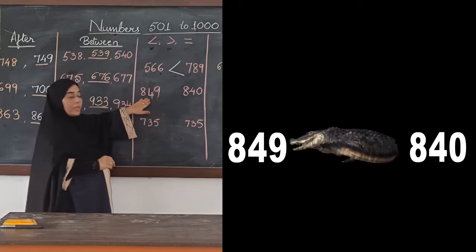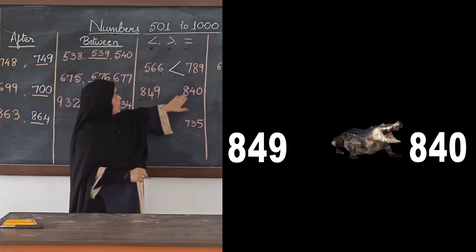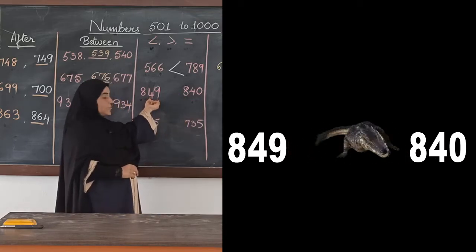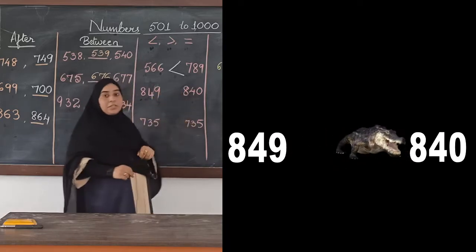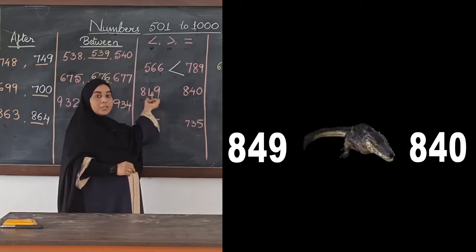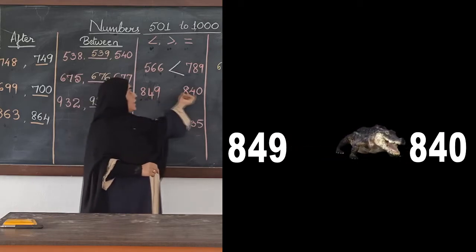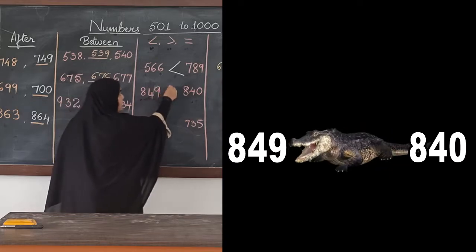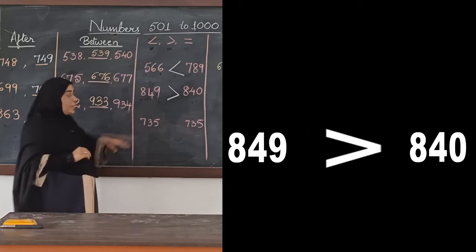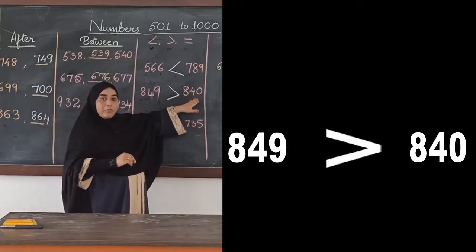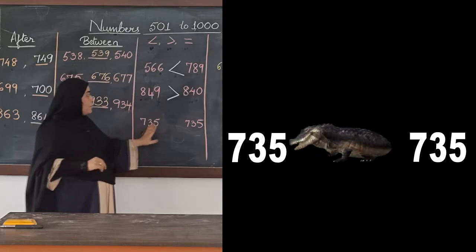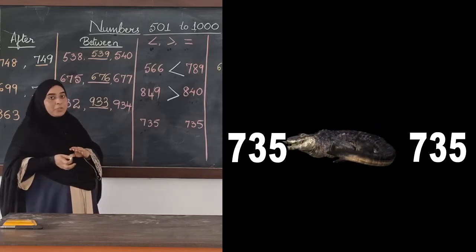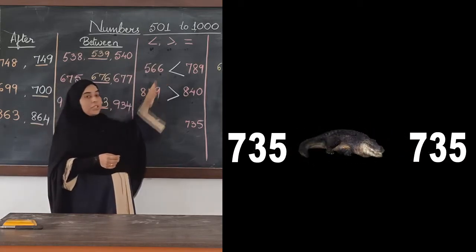Okay, the next one we have 849 and here we have 840. 800 is the same. But what about the next? 49 and 40. So which number will be greater? 49. So 849 is greater than 840. So which symbol do we have to use? The open mouth should be towards the greater number, right? So we will use this symbol. 849 is greater than 840. Now in the last one you can see both the numbers are the same. We cannot say that one number is greater and the other number is smaller. So here we don't use these symbols.